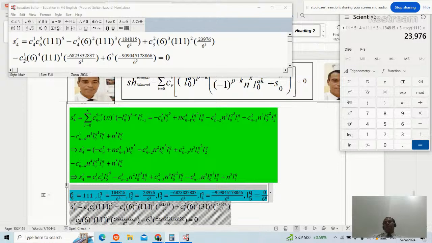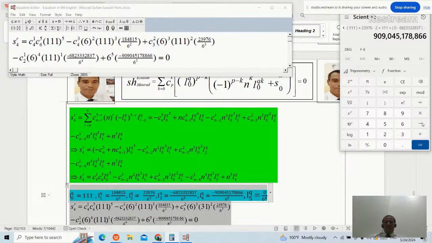Minus combination 2 choose 1, meaning 2 times 6 to the power 4 over here; no need to write it because it will be 1, times 111, so I'll just write minus 2 times 111 raised to the power 1, times between parentheses, a negative sign, minus 6,823,332,837, close parentheses.